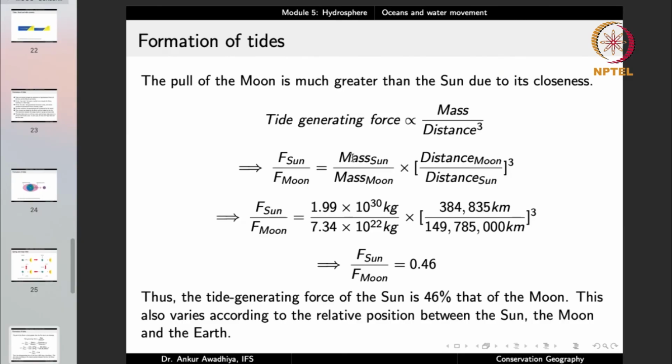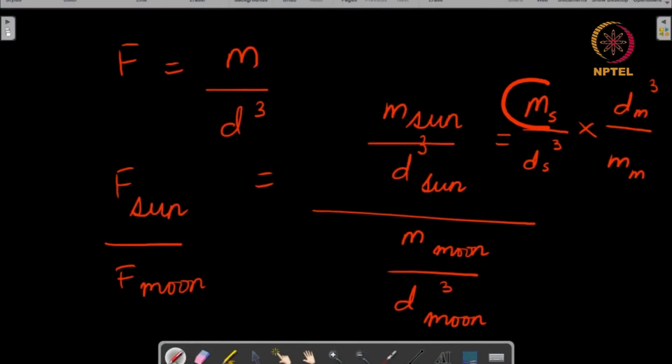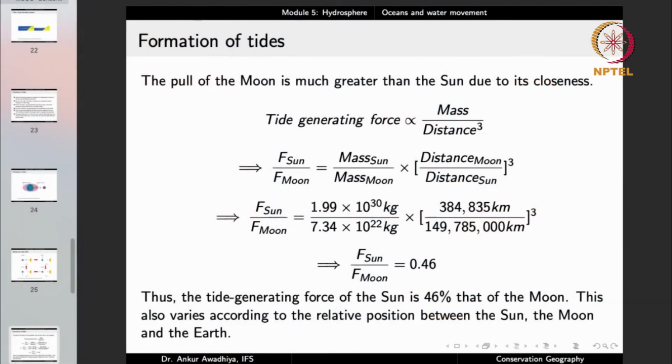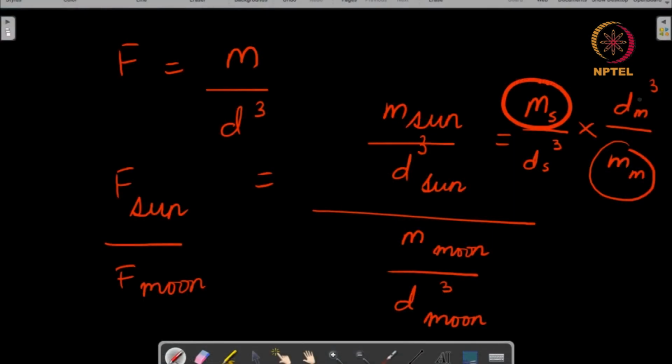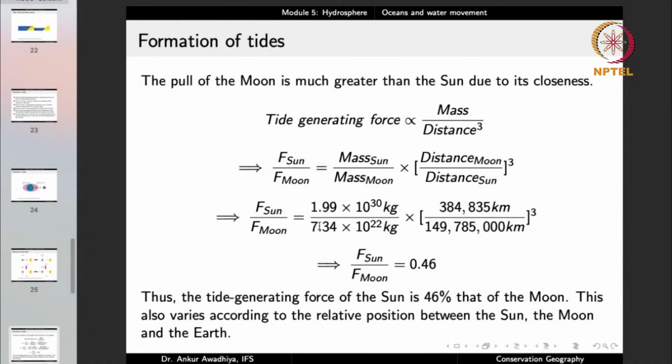So this is what we are writing here: mass of sun divided by mass of moon, multiplied by distance from moon divided by distance from sun, to the power 3. And putting in the figures for the mass of sun, mass of moon, distance of earth from the sun and distance of earth from the moon, we get that force of sun divided by force of moon is 0.46, which means that the tide generating force of the sun is only 46% or roughly half of that of the moon.